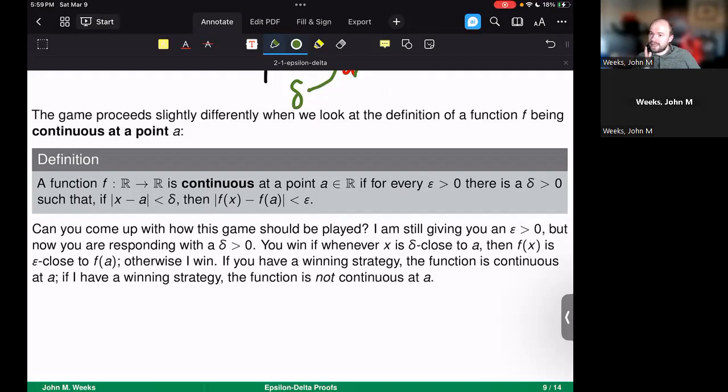The capital N is meant to denote some sort of cutoff point in a sequence, whereas delta, like epsilon, is meant to denote a small number. You win if, whenever x is delta close to a, f of x is epsilon close to f of a. Otherwise, I win. If you have a winning strategy, the function is continuous at a. If I have a winning strategy, the function is not continuous at a.